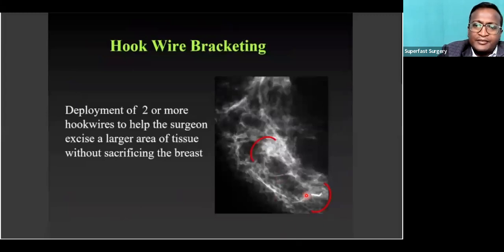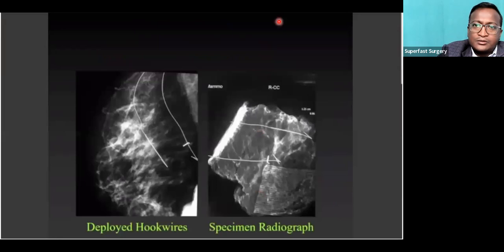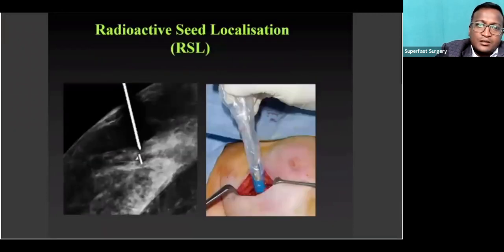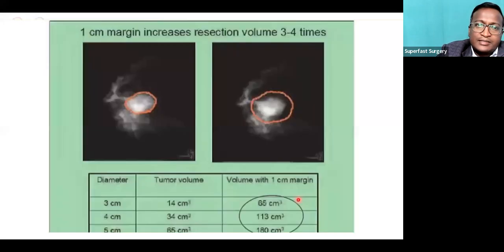So bracketing, if the area is large, we have to use two hook wires, like a bracket, and we need to remove all of them. So this is how we remove the tumor by the use of this wiring and bracketing. So this is radioactive seed localization, okay.